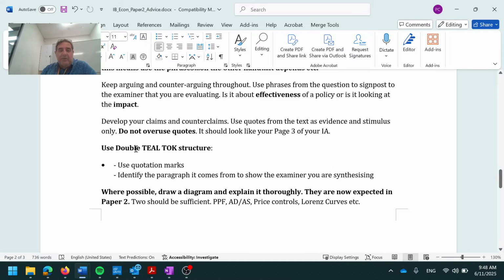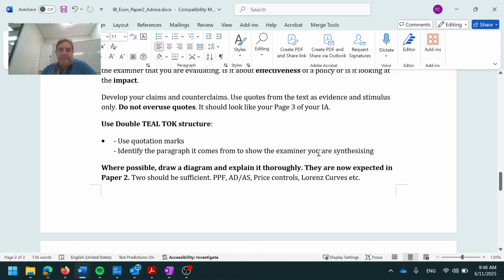Okay, don't forget, use double TEAL top structure, so claim and counterclaim. So when you make a claim, follow the TEAL structure. Okay, topic sentence, evidence, example, A for application and analysis, L for link statement back to the actual question. So every paragraph, every conclusion of every paragraph should be answering the question. Use quotation marks, identify the paragraph it comes from, and then show the examiner you are synthesizing, as I said earlier.